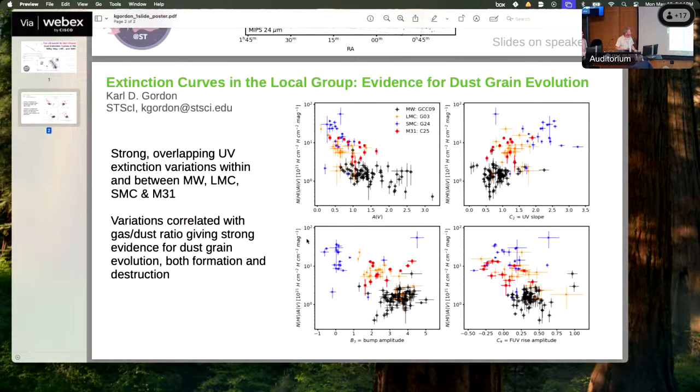All right. I have a poster on UV extinction curves and maybe some order in the chaos. If you thought the Milky Way had a lot of variation, once you start to fold in the rest of the local group, including the LMC and SMC, you find out that we have quite a large variation. And what I'm showing here is we're also adding in M31, which is ongoing work. We have a new sample of UV extinction curves.